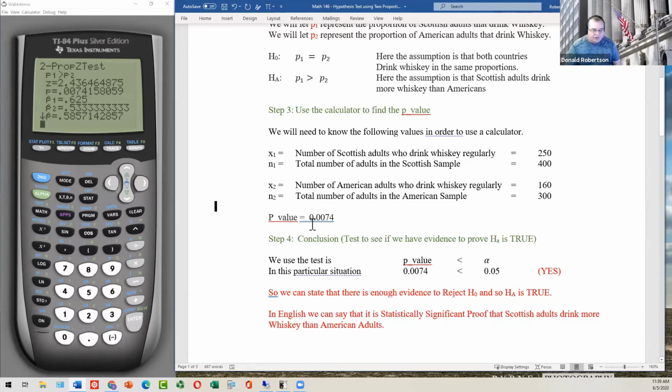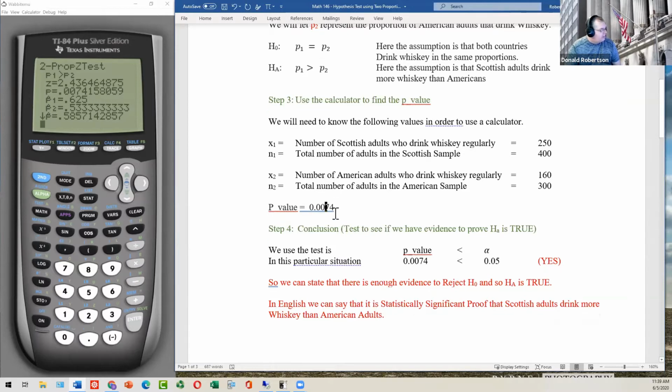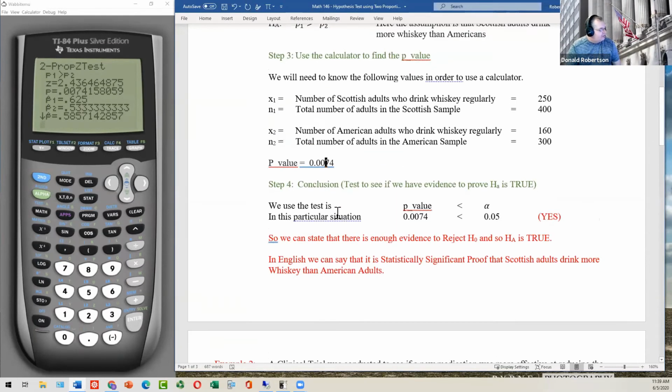Now, if you had to do that by hand, you'd have to calculate standard error, then you'd get z-scores, and then you'd have to use the normal CDF. So if you go through that process, that's doable, but much longer. So what's left? What's left is conclusion time.